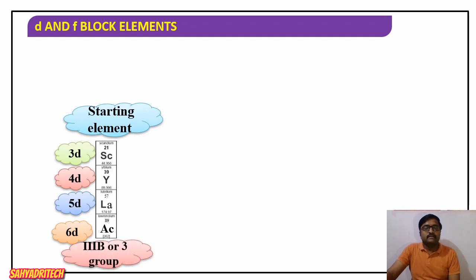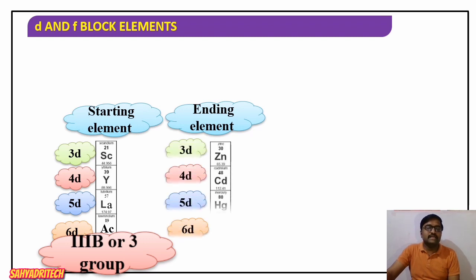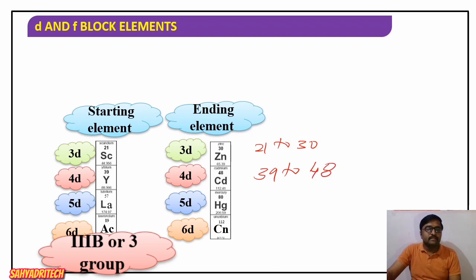And these elements belong to which group? The third group of the periodic table, right? On the other hand, the ending element, the last element of each series: for 3d, what is the ending element? Zinc, Zn, atomic number 30, so 21 to 30 of the periodic table. Then in the 4d series, what is the last element? Cadmium, so 4d is 39 to 48. Then in the 5d series, the first element is lanthanum and the last element is mercury.